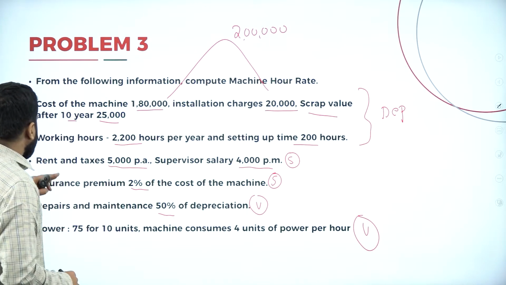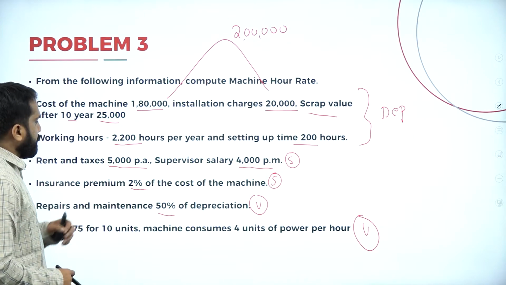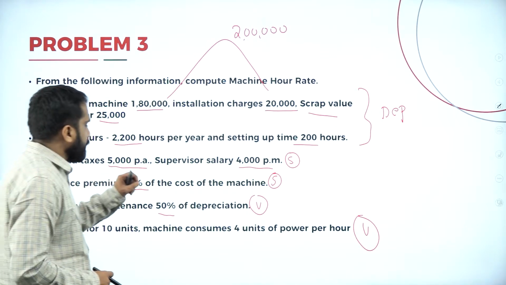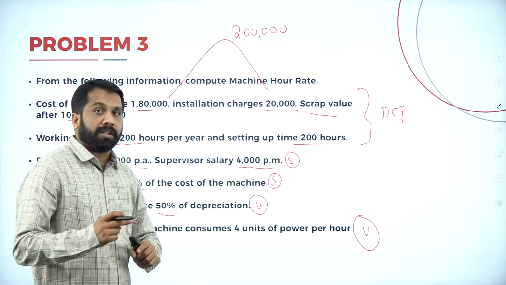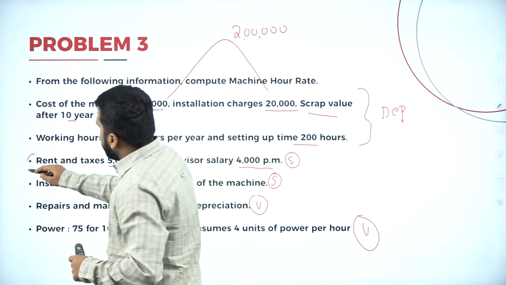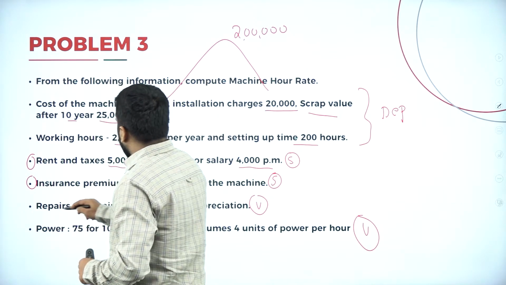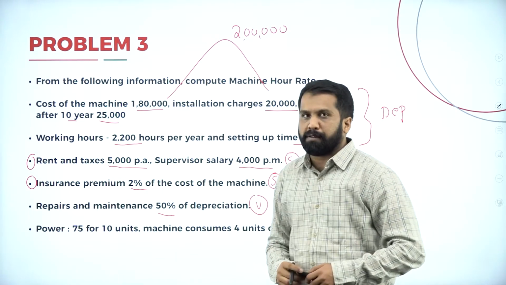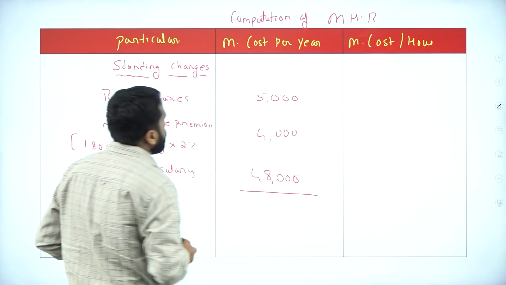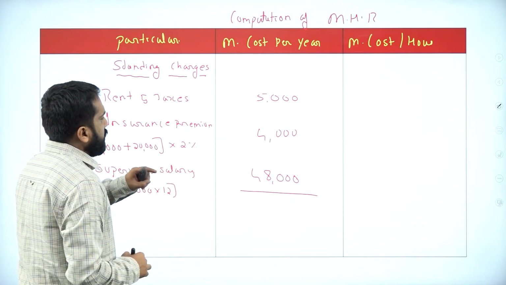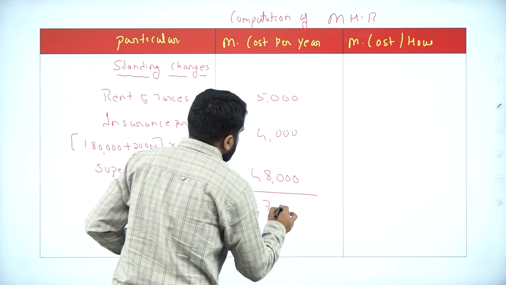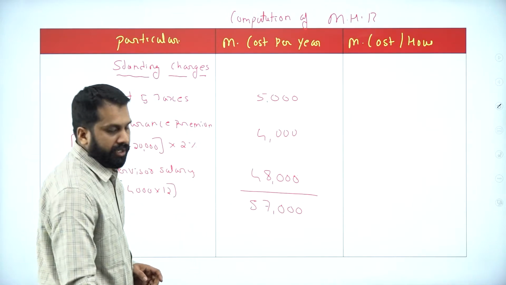Next, after supervisor, insurance is over. Repair and maintenance 50% of depreciation. These are variable. Do we have anything else in standing charges? This one is over. Now, these are your standing charges. What is the total? 5 plus 4 plus 48, it will be 57,000. Yes, 57. I'll cross check once again.